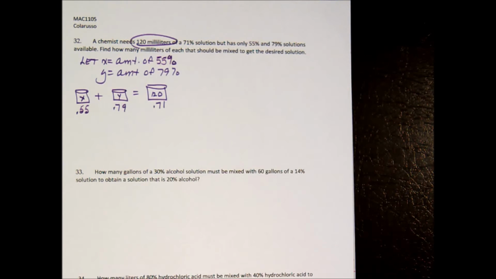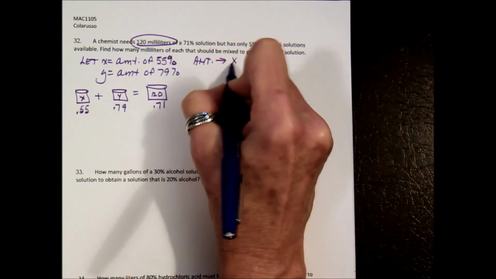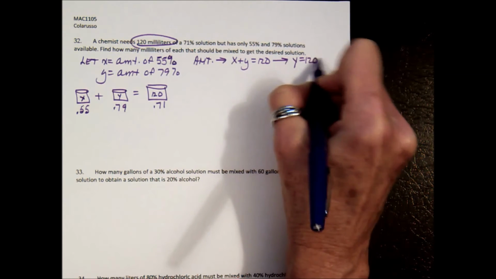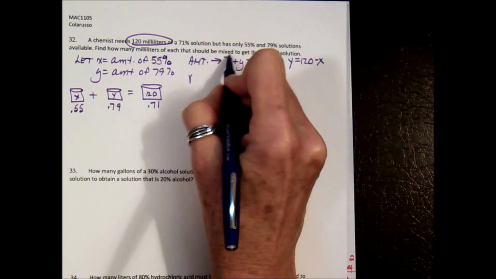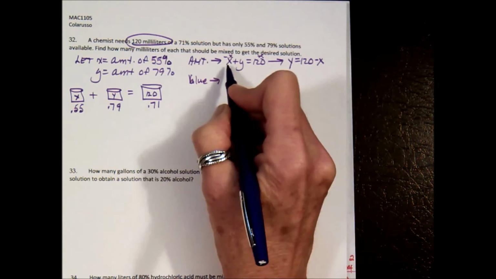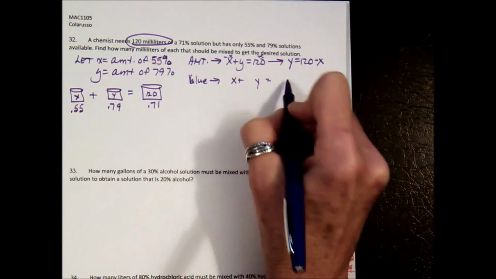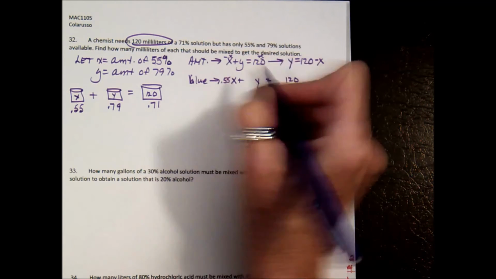Okay, so now what we need is an amount equation. That would be X plus Y equals 120. Or if I get that into a good form, it's going to be Y equals 120 minus X. That's going to be my substitution equation. How did I do that? I subtracted an X from both sides. I need a value equation. It's exactly the same as this, X plus Y equals 120, but it has the labels in front. So 0.55, 0.79, 0.71.